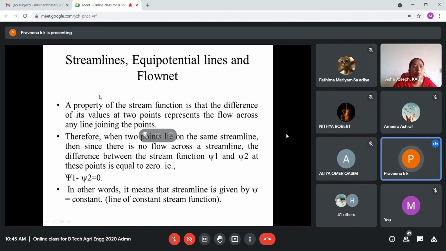Now, the next, we can move to the discussion of the properties of streamlines, equipotential lines, and flow net. Is it so, Pravina? Yes, yes. Okay.